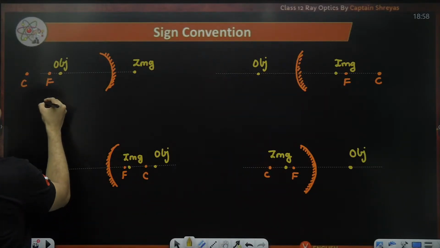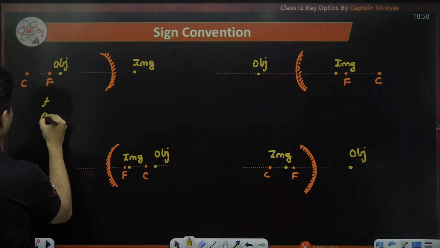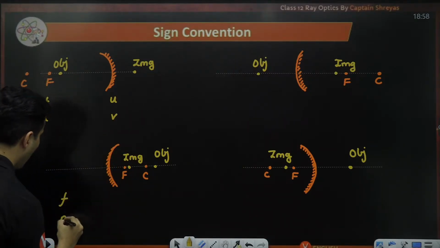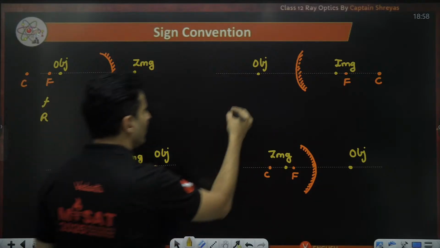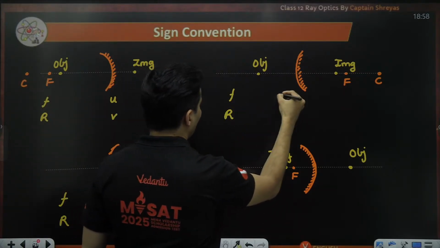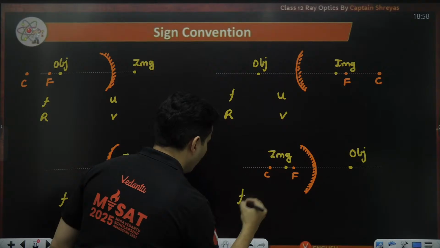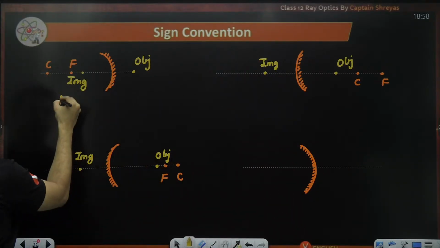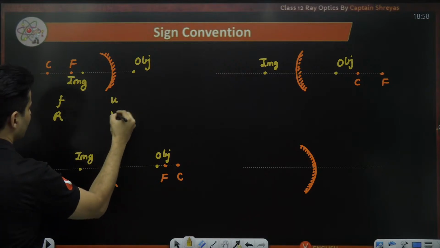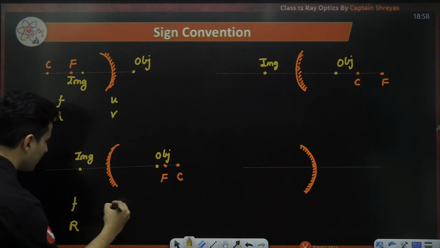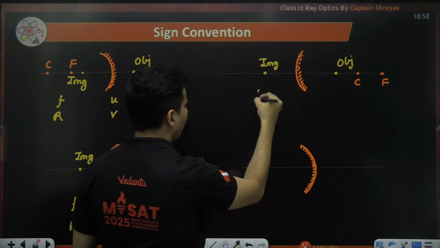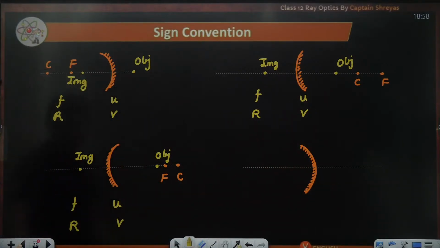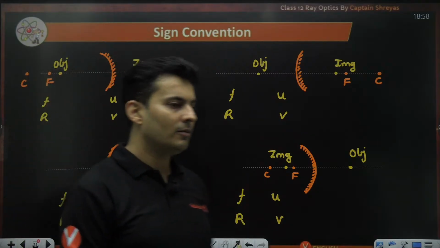So what happens to focal length? What happens to radius of curvature? What happens to U? What happens to V? F, R, U, V. That's all. Focal length, radius, object distance, image distance. After solving these problems, trust me, you will never ever have any kind of doubt.